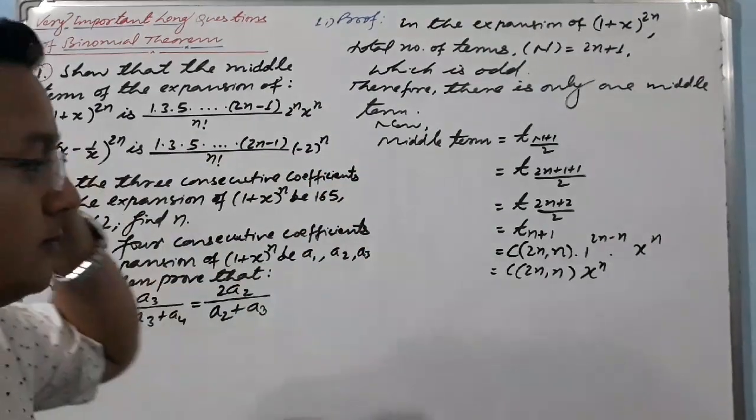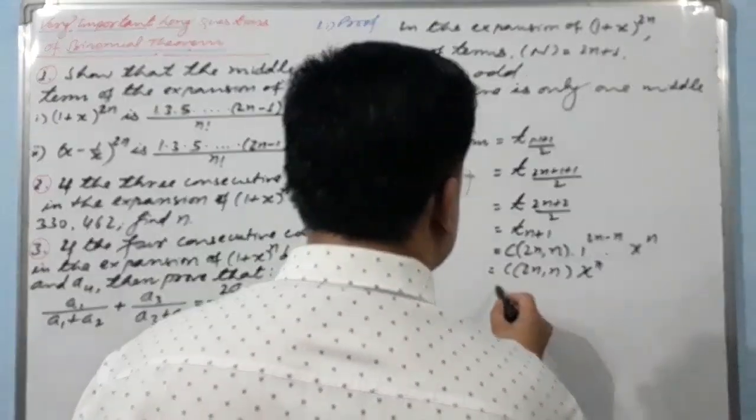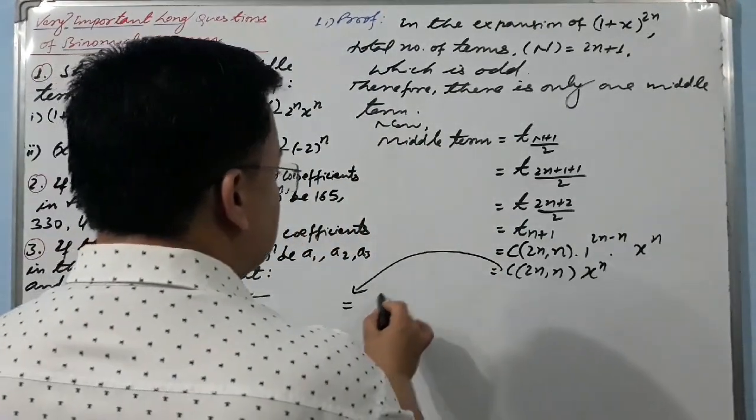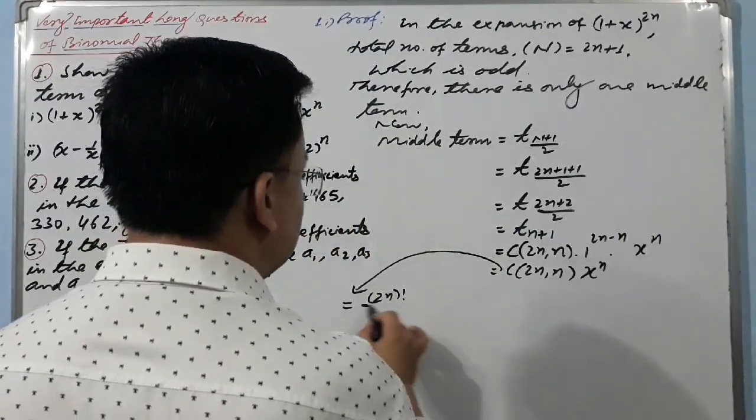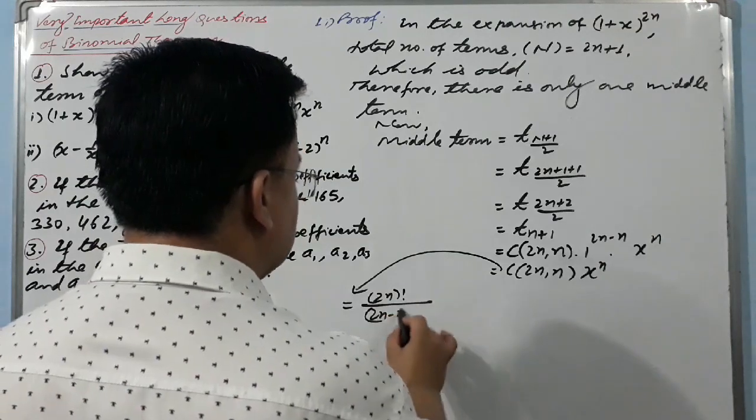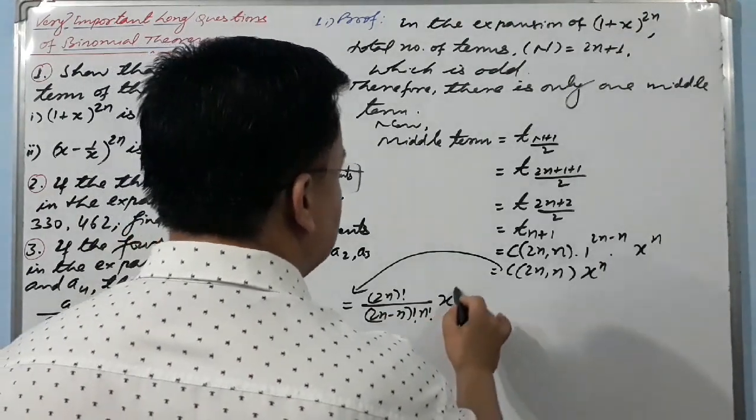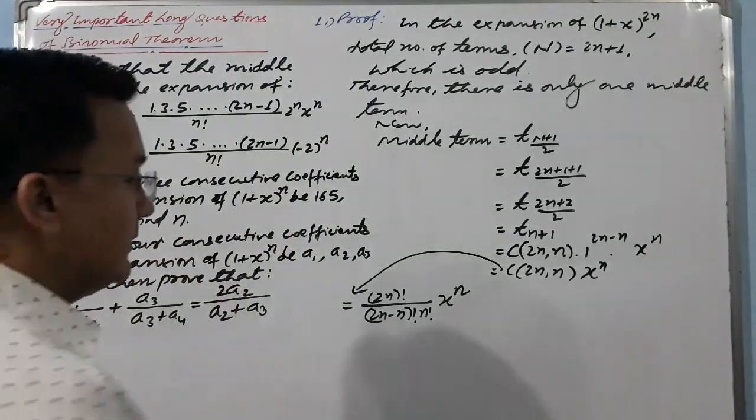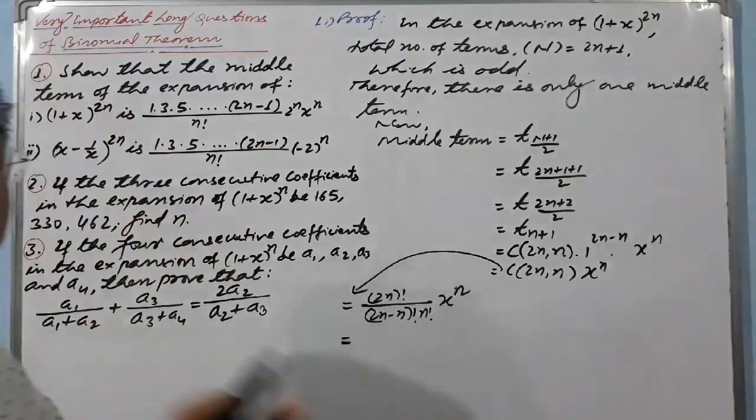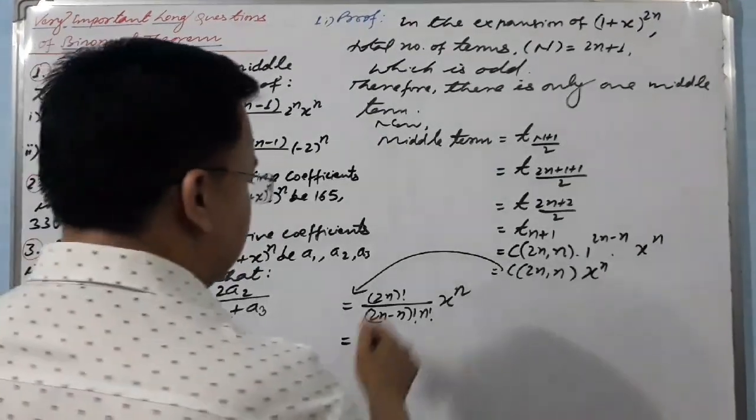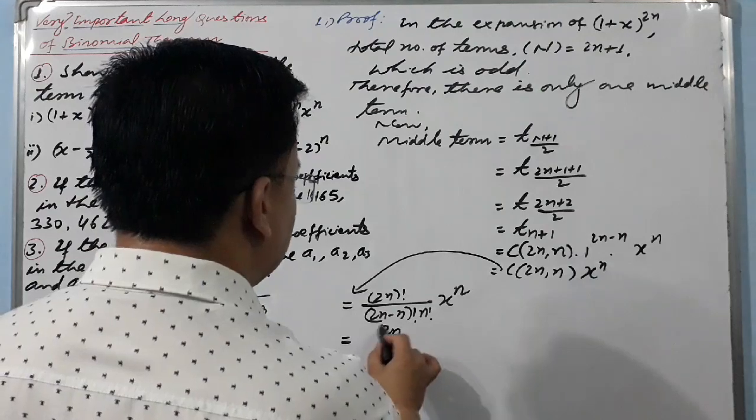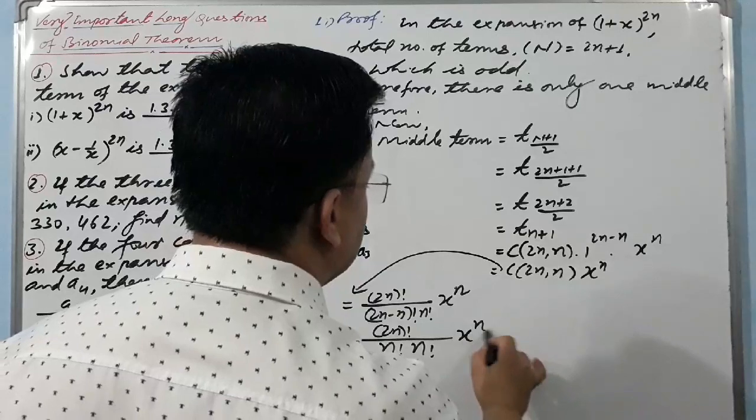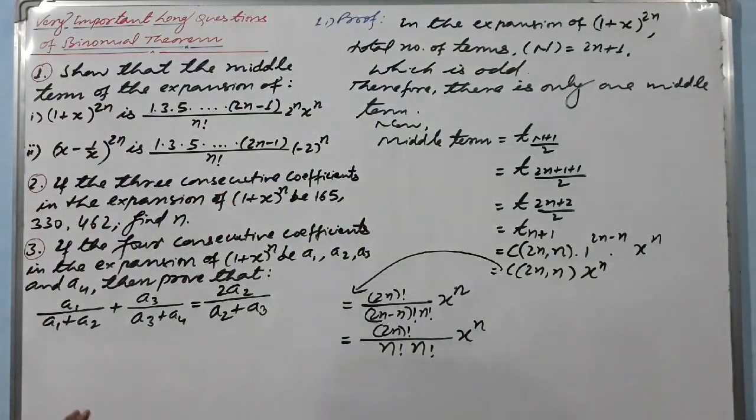So let's try to find out, no problem. This one is 2n factorial upon (2n minus n) factorial times n factorial. Not so difficult, it's easy. I'm going to tell you in a very easy way, just stay with this video. Here, 2n factorial over n factorial times n factorial.